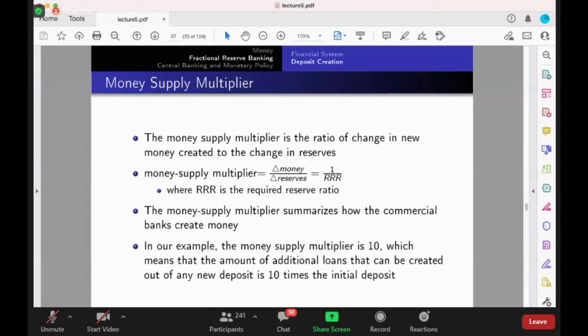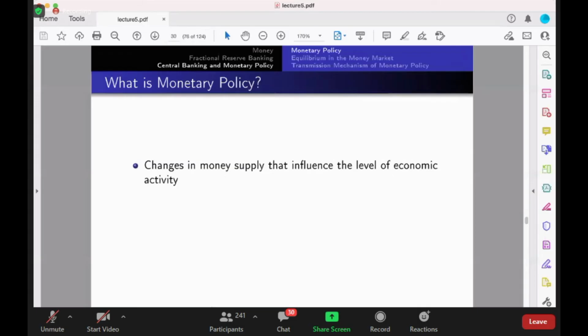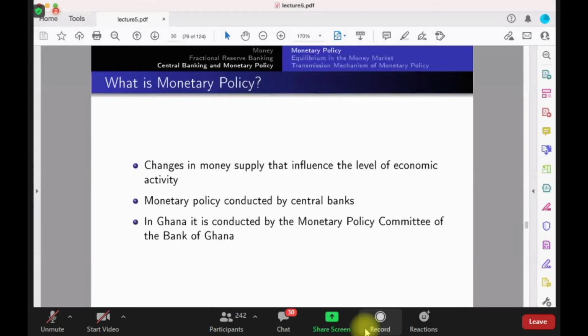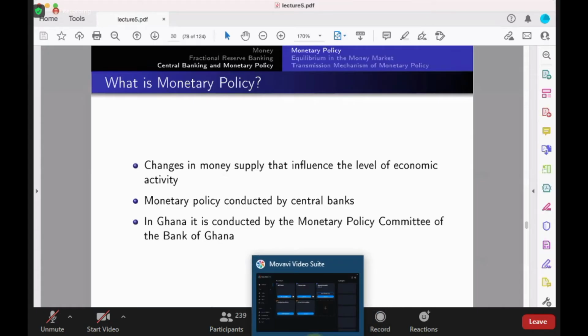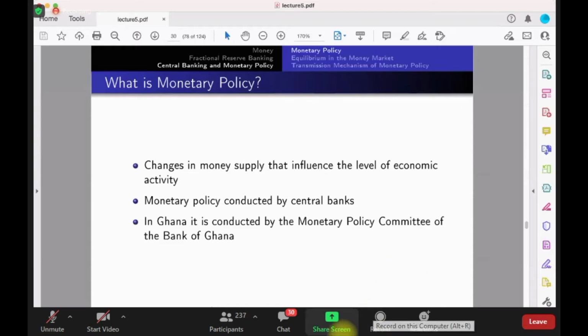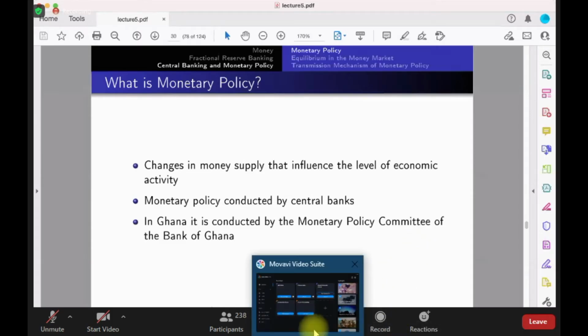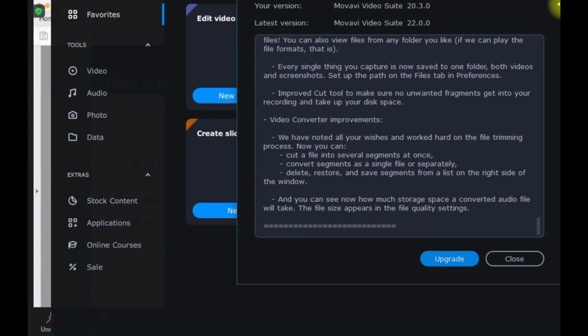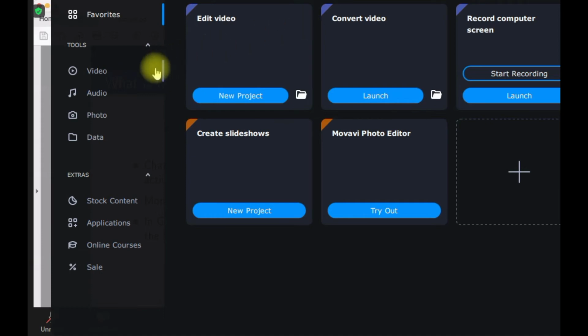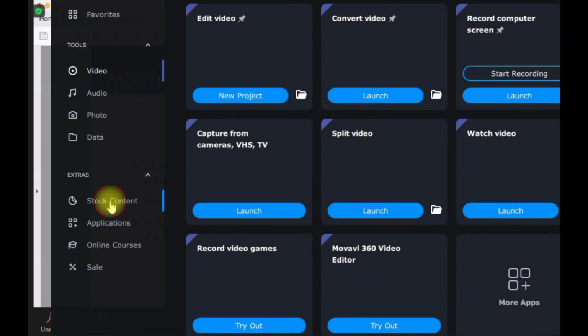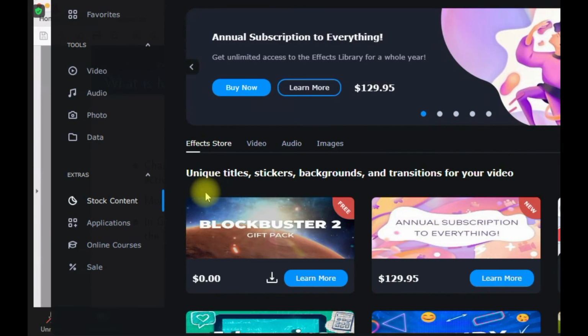Now let's go to monetary policy. Monetary policy is all about how we increase or decrease the supply of money in the economy to influence the level of economic activity, and it is done by the central bank. In Ghana, there is a committee called the Monetary Policy Committee. It is because of the monetary policy regime we are practicing, inflation targeting. There is something called the policy rate. This Monetary Policy Committee sits down and discusses, and they do all sorts of surveys to find out whether we should increase the policy rate or decrease the policy rate.